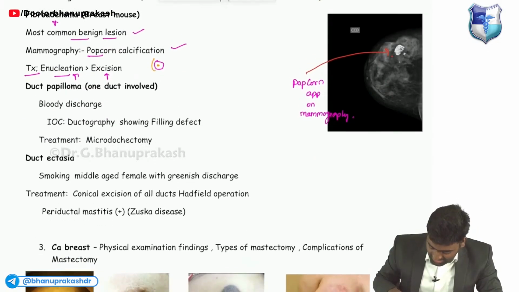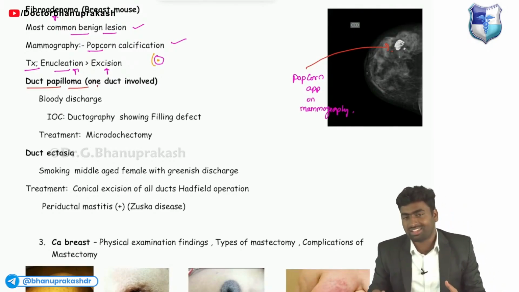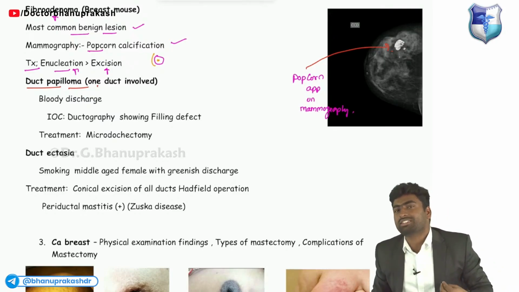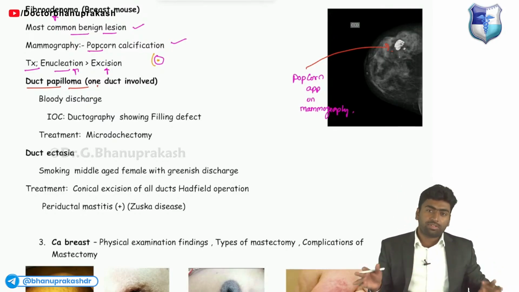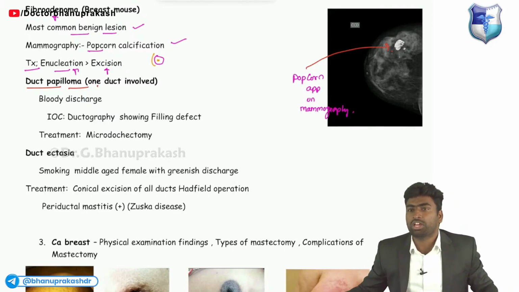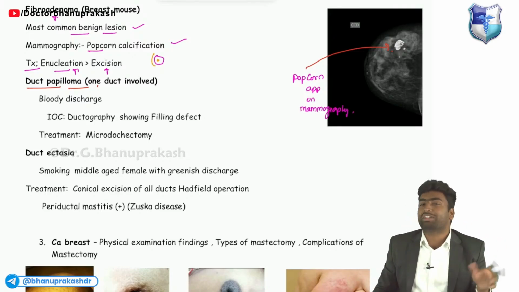Okay, next, if you see a few more things, the duct papilloma. There are a few features of the breast. As I told you, this is the mass. Next, what is this? This is the discharge. There are different types of discharge, and based on the color of the discharge you can tell what the disease is. For example, you can call them races, because based on the color you are telling what the disease is.